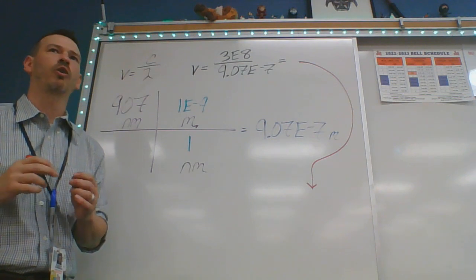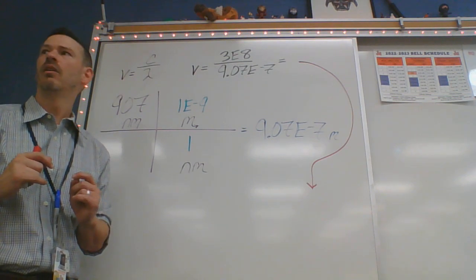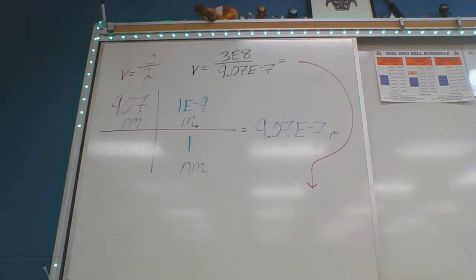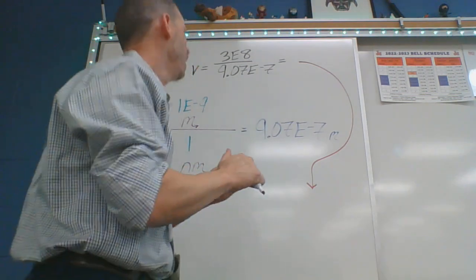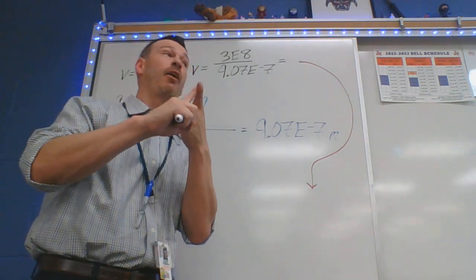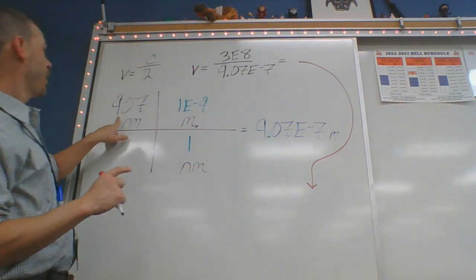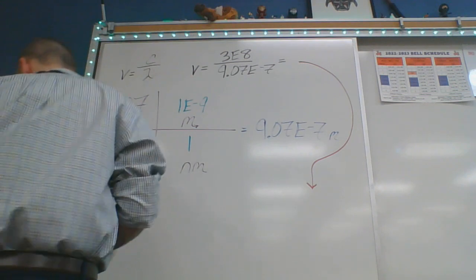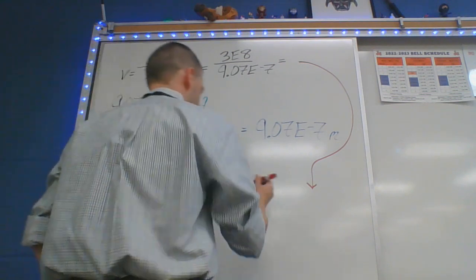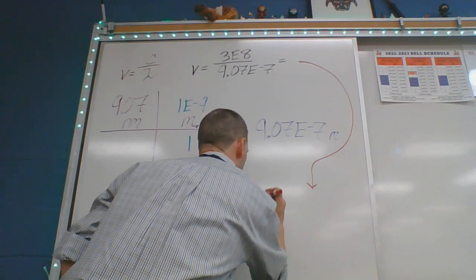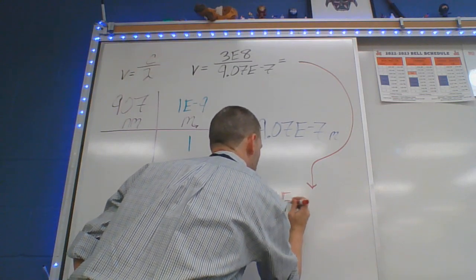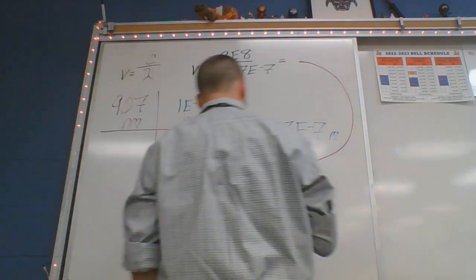Call me over if you're stuck, or talk to a neighbor. That's it. It's perfect. Here's the final answer. Now, sig figs matter, right? And it looks like we were given 3 sig figs, so that's what I'm going to round to. And I get 3.31 E14.